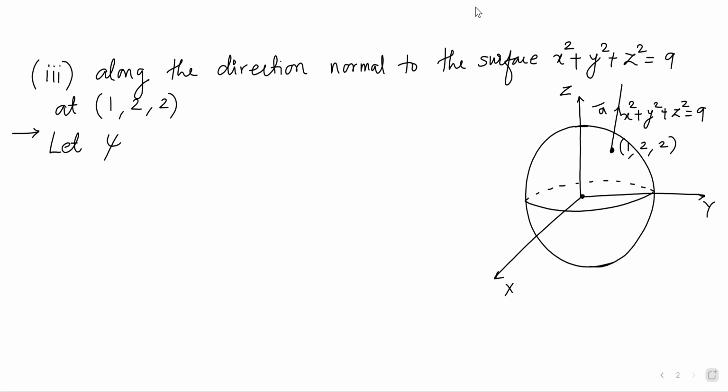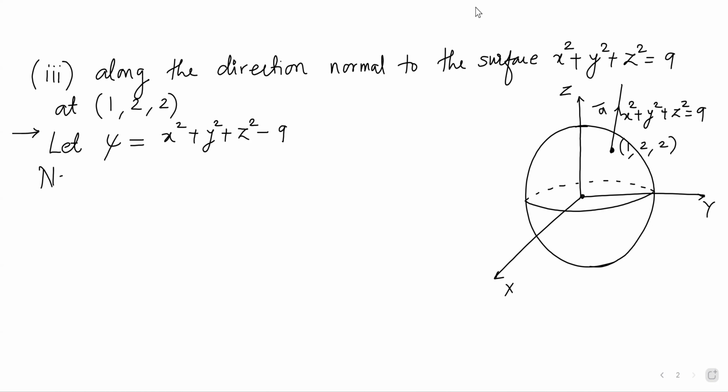So to solve this, you consider this function as something like psi. What is psi? The equation of the surface. What is that equation? x square plus y square plus z square, take that 9 to the other side and it becomes minus 9. So this will be x square plus y square plus z square minus 9. Correct? Now we have to find the normal to this surface.